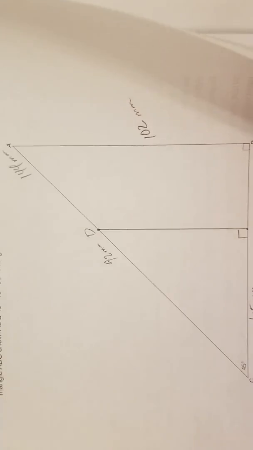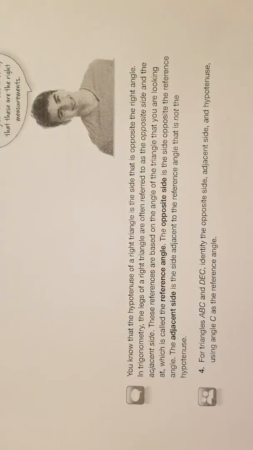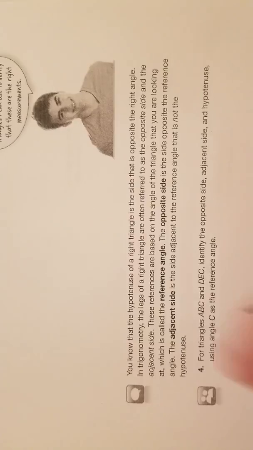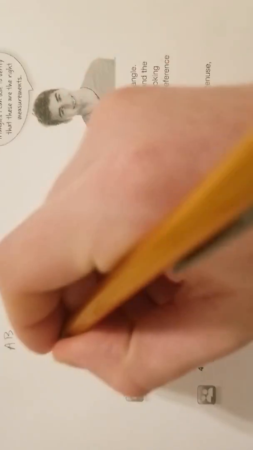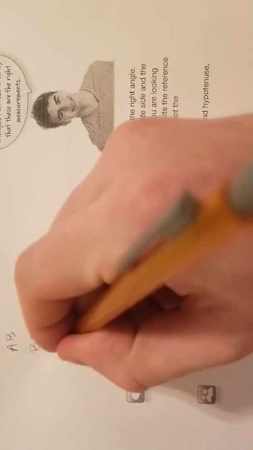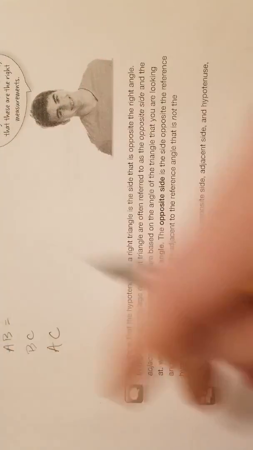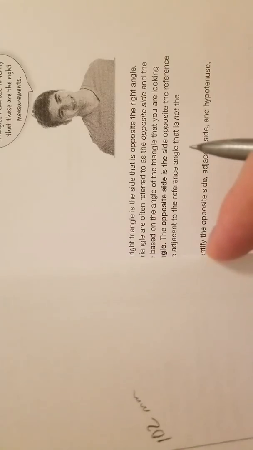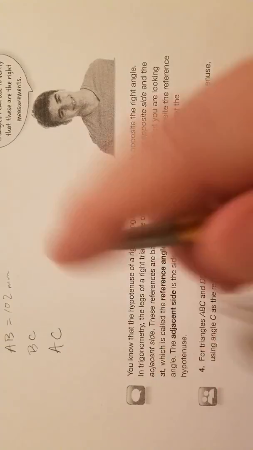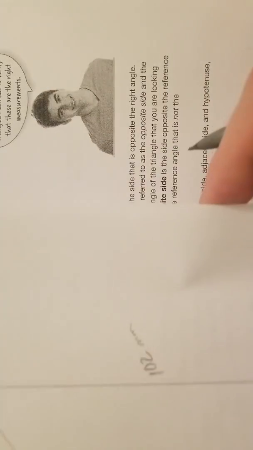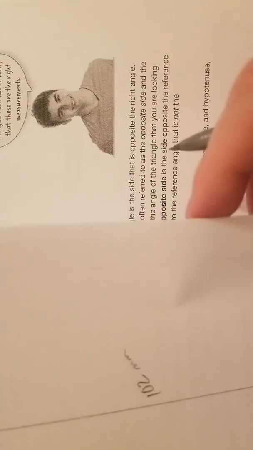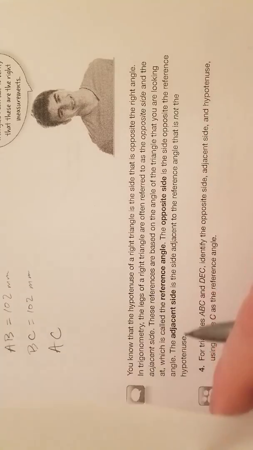So let's go back and record our measurements. I got side AB, side BC, and side AC. And side AB I found was 102 millimeters. Side BC I found to be 102 millimeters also. And then AC I got as 144 millimeters.